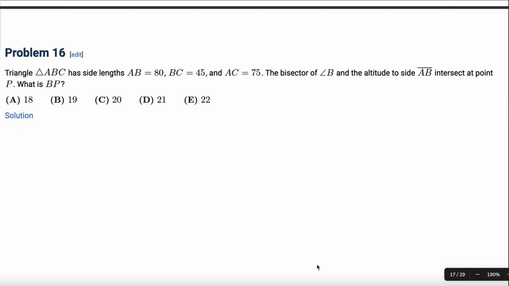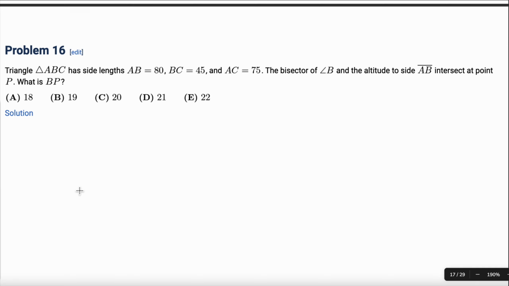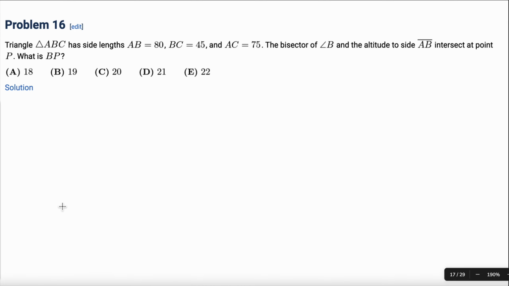Okay, problem 16 from the 2025 AMC 12A. Triangle ABC has side lengths AB is 80, BC is 45, and AC is 75. The angle bisector of angle B and the altitude to side AB intersect at point P. What is BP? So I'm going to draw this triangle first, and I'll make it a sort of big triangle.